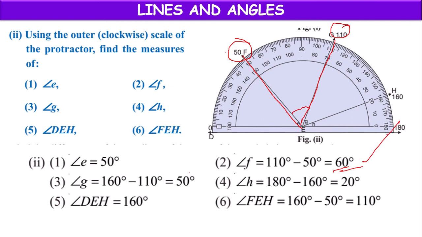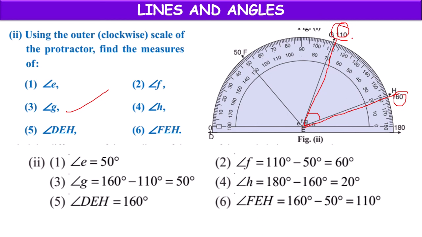60 degrees. Next, angle Z. This is angle Z. This is one arm at 160, another arm at 110 degrees according to the outer scale. 160 minus 110, 50 degrees. In the same way, you can find the angles like the previous example.